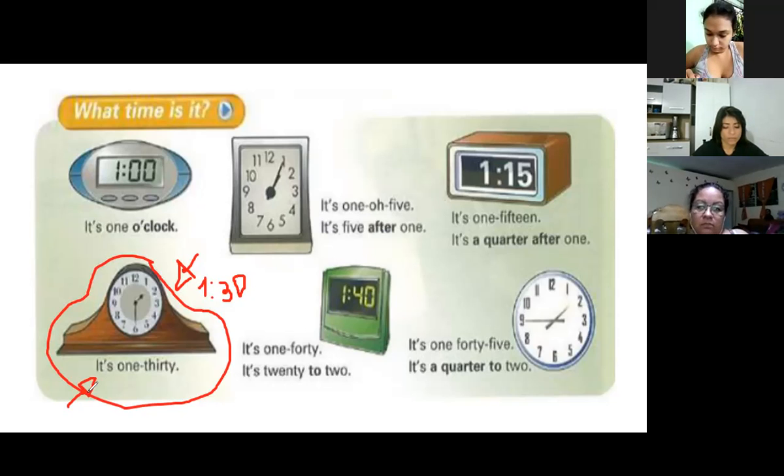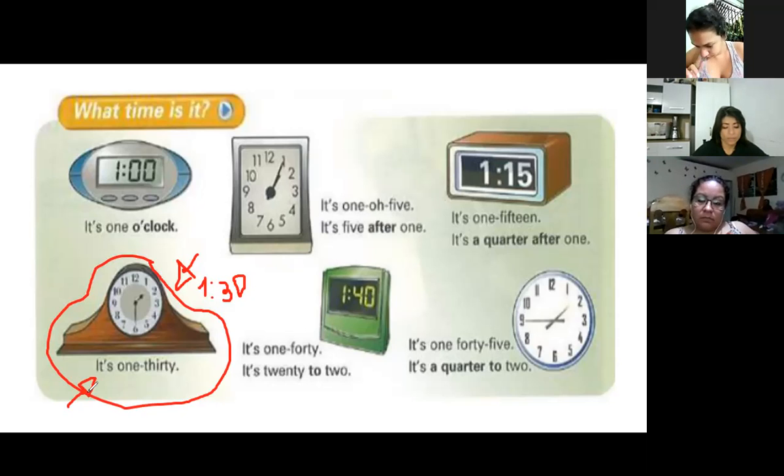Decimos 1:30. It's 1:30. Y si quiero decir que son las 2:30, ¿cómo sería? It's 2:30. Yes. ¿Y si yo digo las 4 y 30? It's 4:30. Como con Z. 30. Y si yo quiero decir las 8 y 30. It's 8:30. Y si yo quiero decir las 11 y 30. It's 11:30. Excelente. Super, super. Yes, it's 1:30. And esto es lo básico, right?